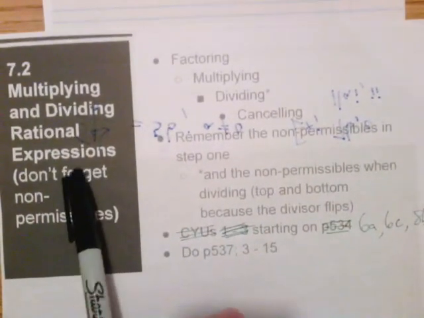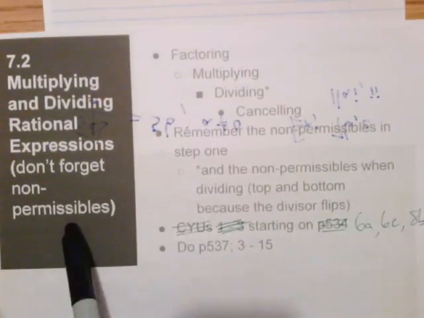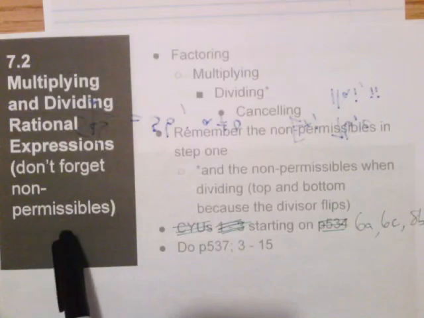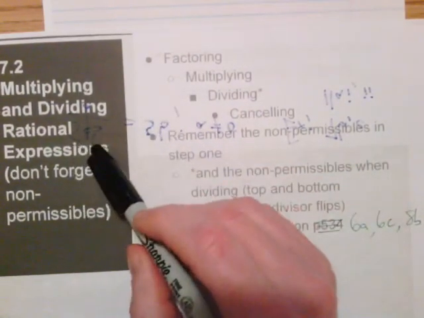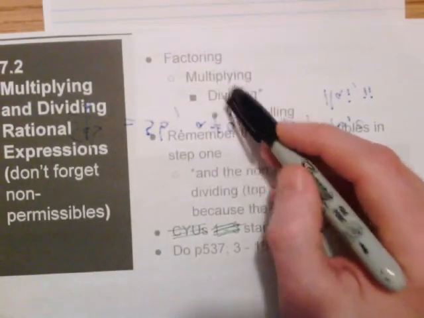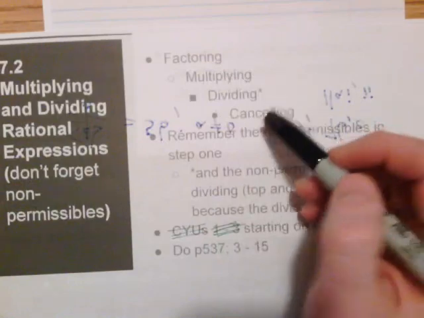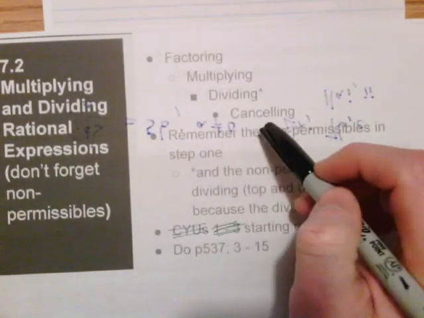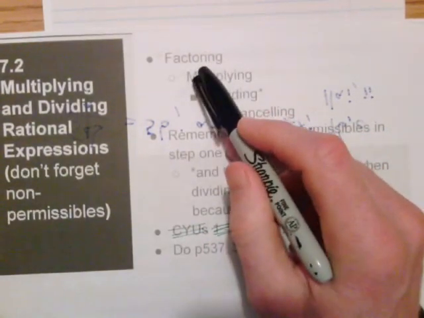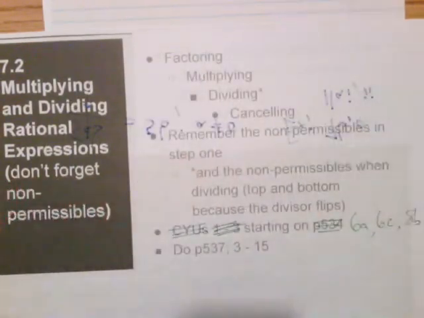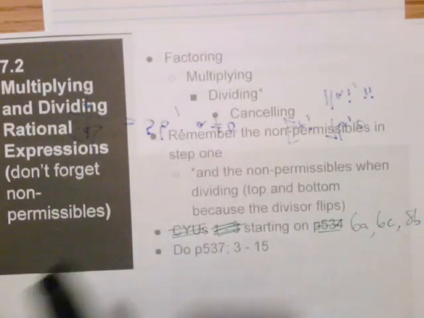Multiplying and dividing rational expressions. Don't forget the non-permissibles. That's what this whole thing really is about. The non-permissibles. Super important. So you're going to get polynomials, you're going to multiply, you're going to divide the polynomials, and cancel, which is essentially simplifying. First thing you need to do is factor if it's not done for you. So everything's split apart, because you want everything split apart so you can do your canceling. That just makes it way easier.